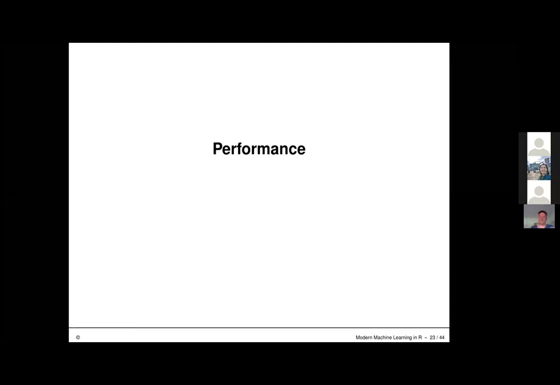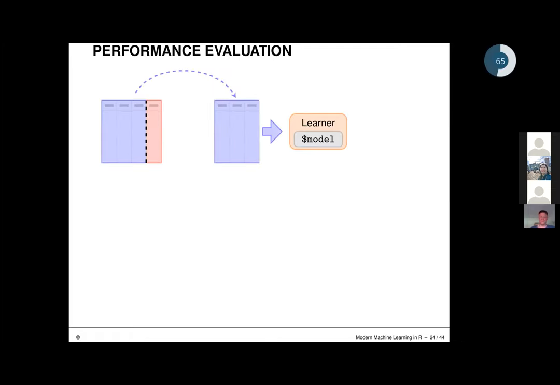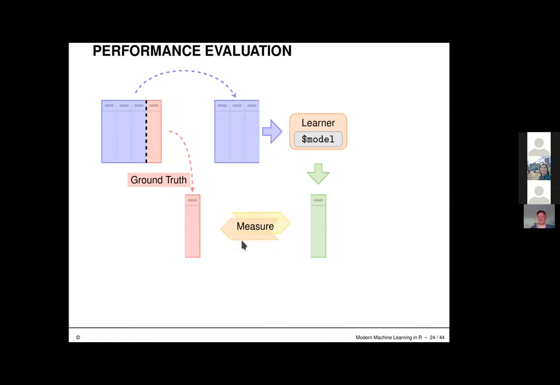So now we have trained the learner and got a prediction. Now it's time to score the prediction to measure how well the learner performed on the data set. This is what is called performance evaluation. We now have a learner which is already trained, so there's already a model in there, and we have some new data here. We start by splitting the new data or the test data into features and target. The features go into the learner, and the learner gives us a prediction, right? And the true column, or the target column, also called the ground truth, we then compare with the prediction using a measure. This could be, for example, quadratic loss or something like this.